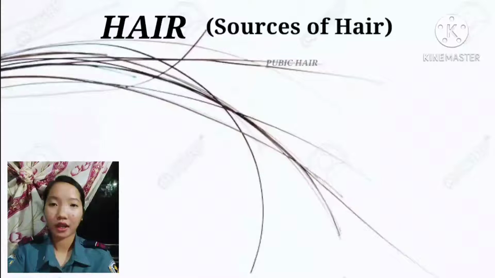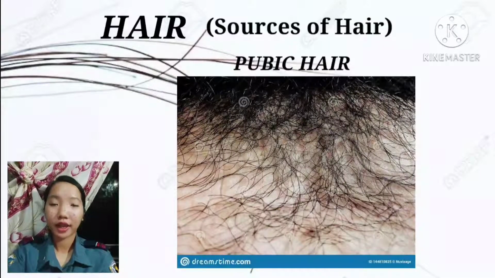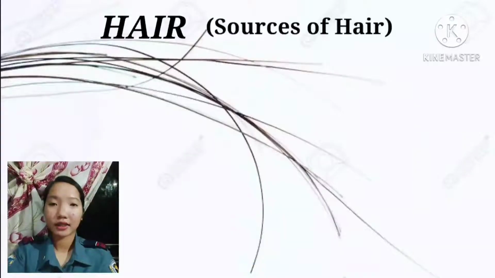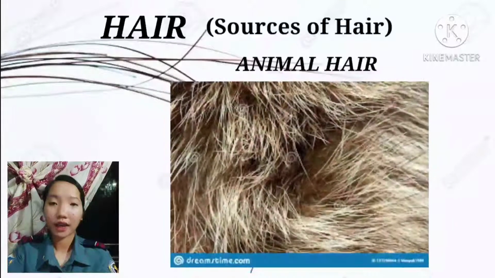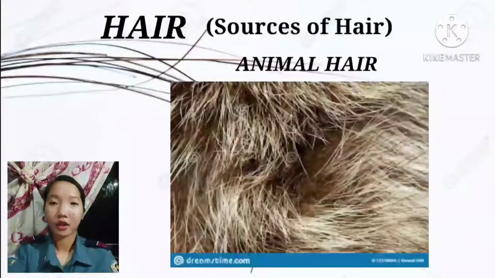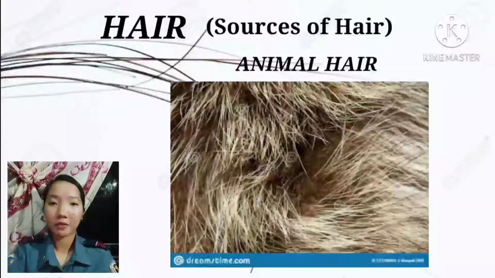Second is the pubic hair. Kapag nag-collect ng hair sa pubic, ito ay kailangan approximately 30 hairs. Then last is the animal hair. Ang pag-collect ng hair dito ay comb or pull hair. Ang minimum na hair na kailangan dito ay mahirap i-determine. Ito din ay pwedeng i-collect in the various area of the animals.